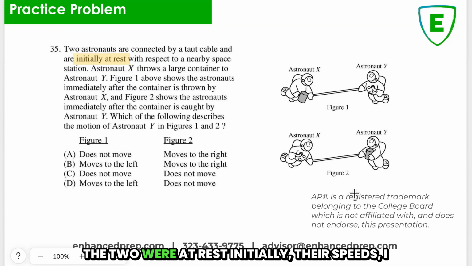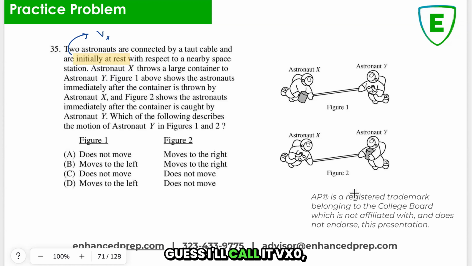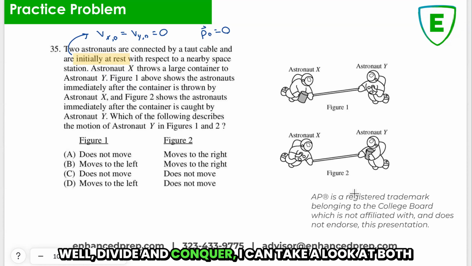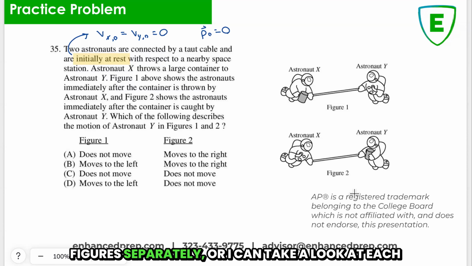Because the two were at rest initially, their speeds, I'll call them Vx naught and Vy naught, are equal to 0. So initially, there is no momentum. So then what does that mean for us? Well, divide and conquer: I can take a look at each figure separately.